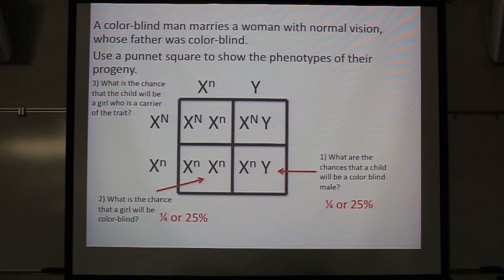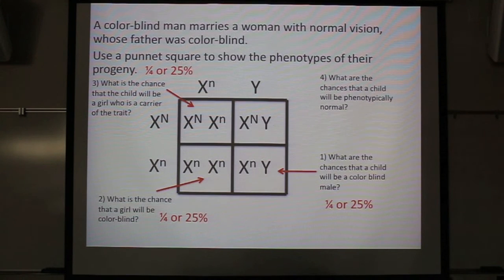Then they ask, what are the chances that the child will be a girl who's a carrier for the trait? And that would be this one right here. Once again, 25%, because you have the big N and the little n. This person here is a female with normal vision, but is what we call a carrier. Basically she is the same as her mom would be.